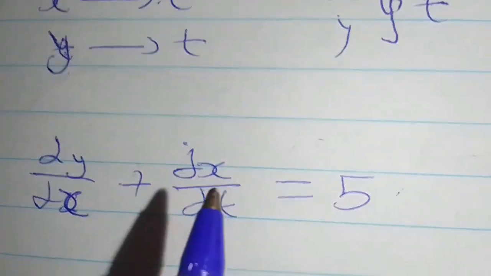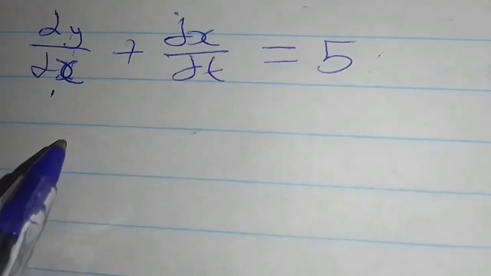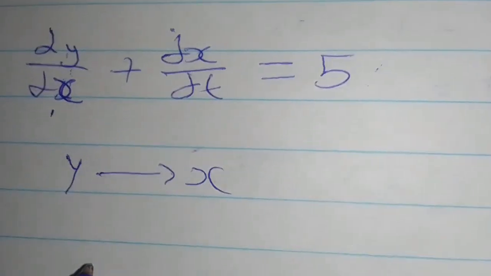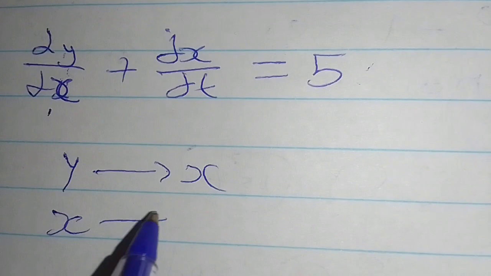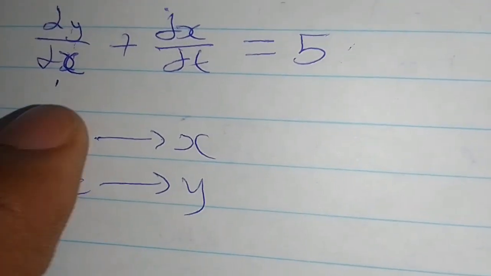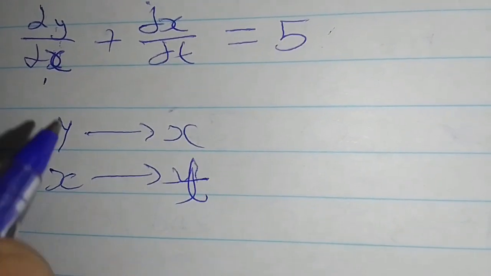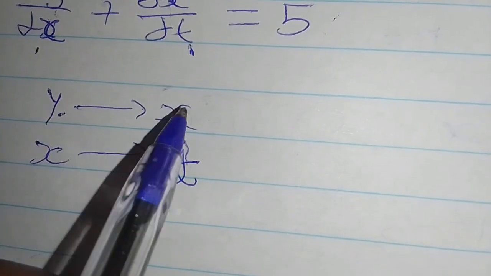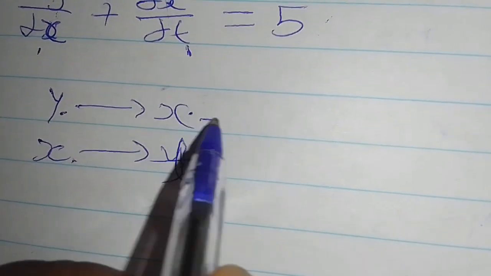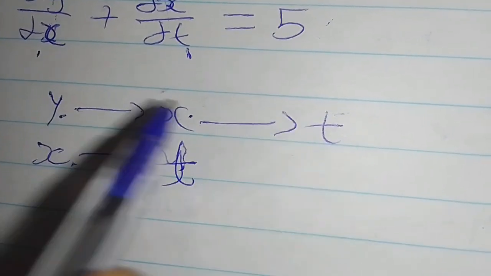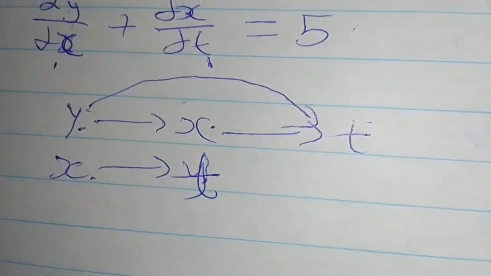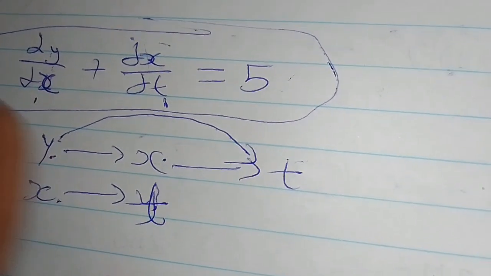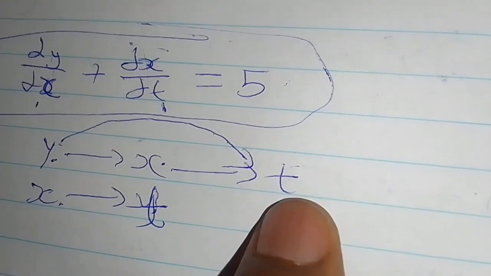Or it can be an x and y function or a t function, stuff like that. So notice here that you have y depending on x, and here we see that x depends on t. If y depends on x and x depends on t, that means y depends on t. So this is just going to be an ordinary differential equation. We have only one independent variable, which is t, and the dependent variable is y.